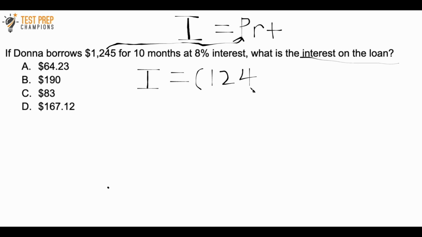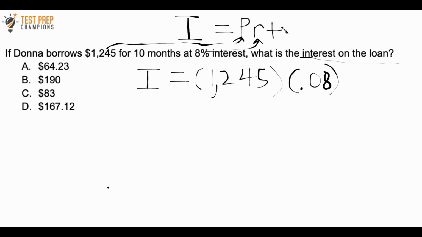1,245. So what do we put in for rate? Well, for rate, remember, we want to write the rate as a decimal. So 8% as a decimal is 0.08. So for R, I'm going to plug in 0.08.